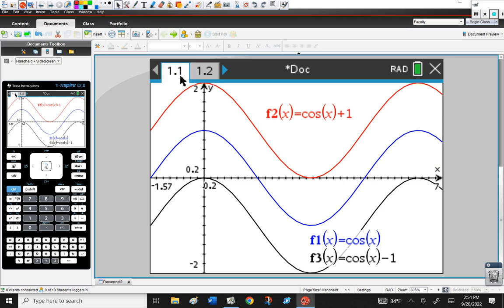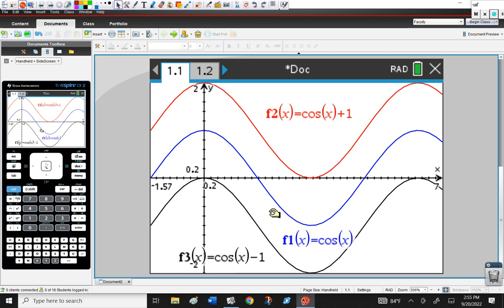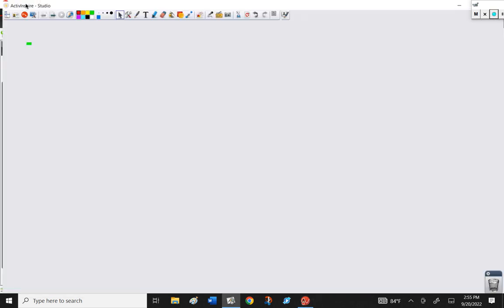Feel free to go back to the cosine where we shifted it up and down and write these graphs along with their equations. And it'd be nice if you did it in color, but if you just do it in black and white or pencil, it's fine. It's not a big deal. This is for your notes. How do you shift graphs up? How do you shift graphs to the right and to the left? Okay. All right, let's go back to the notes.